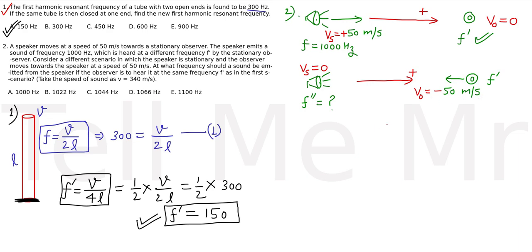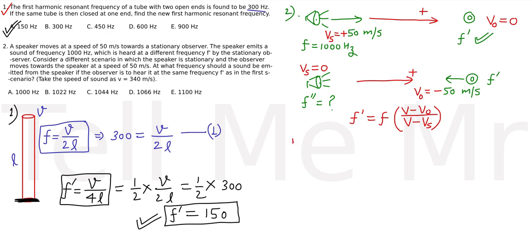Now we will use the formula for Doppler's effect. If you remember, the apparent frequency, or frequency heard by the observer, in Doppler's effect is given by f prime is equal to the actual frequency times (V minus Vo) divided by (V minus Vs). This is a standard result, you should remember.